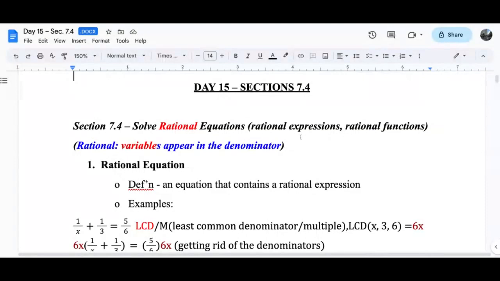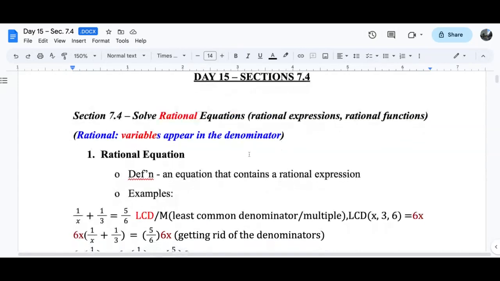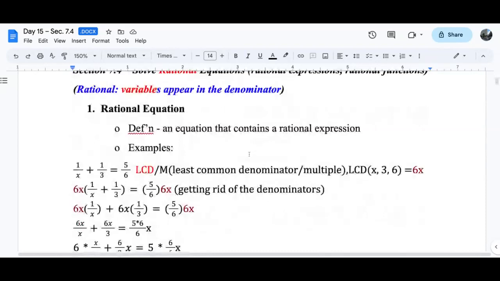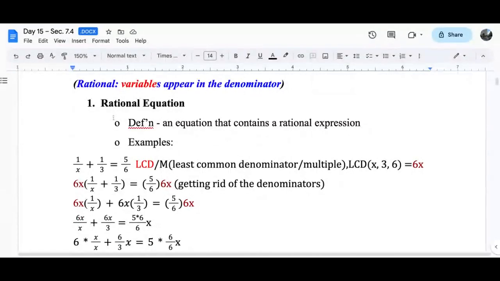So we're going to talk about solving rational equations. Remember rational expressions, rational functions, rational equations, under different contexts. What does rational expression mean? A rational expression means the variable, usually x, appears in the denominator. So a rational equation is an equation that contains rational expressions.